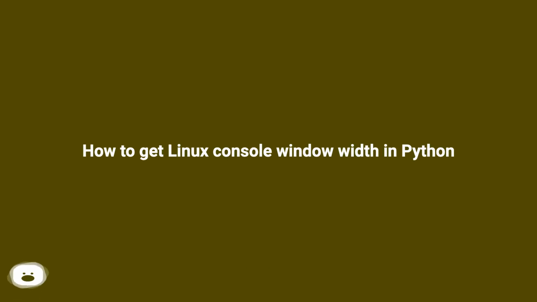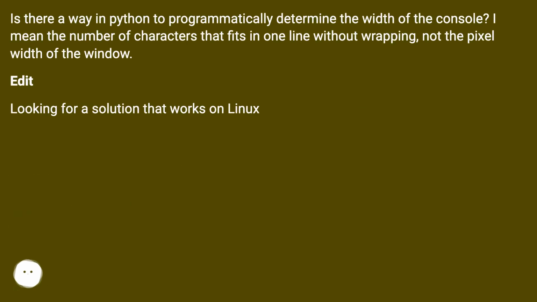How to get Linux console window width in Python. Is there a way in Python to programmatically determine the width of the console? I mean the number of characters that fits in one line without wrapping, not the pixel width of the window. Edit. Looking for a solution that works on Linux.